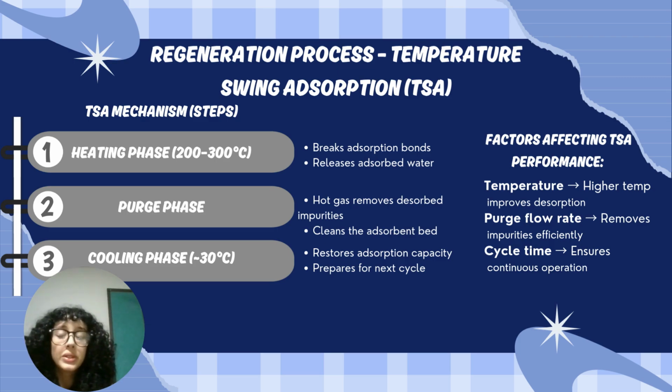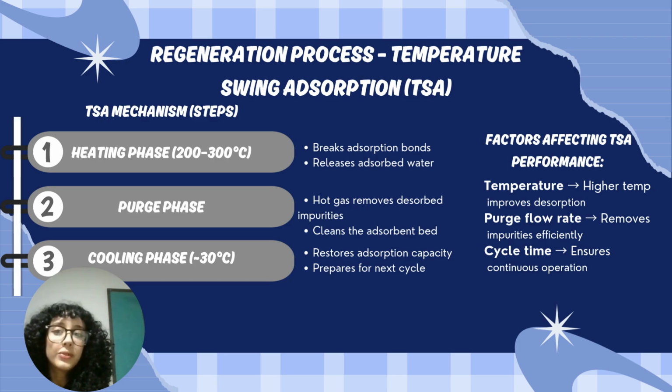This slide explains the regeneration process using temperature swing adsorption, or TSA. First is the heating phase, where the adsorbent bed is heated to around 200 to 300 degrees Celsius. This breaks the adsorption bond and releases the adsorbed water. Next is the purge phase, where a hot gas is passed through the bed to remove the desorbed impurities and clean the adsorbent. Finally, the cooling phase brings the system back to around 30 degrees Celsius, restoring the adsorption capacity and preparing it for the next cycle.